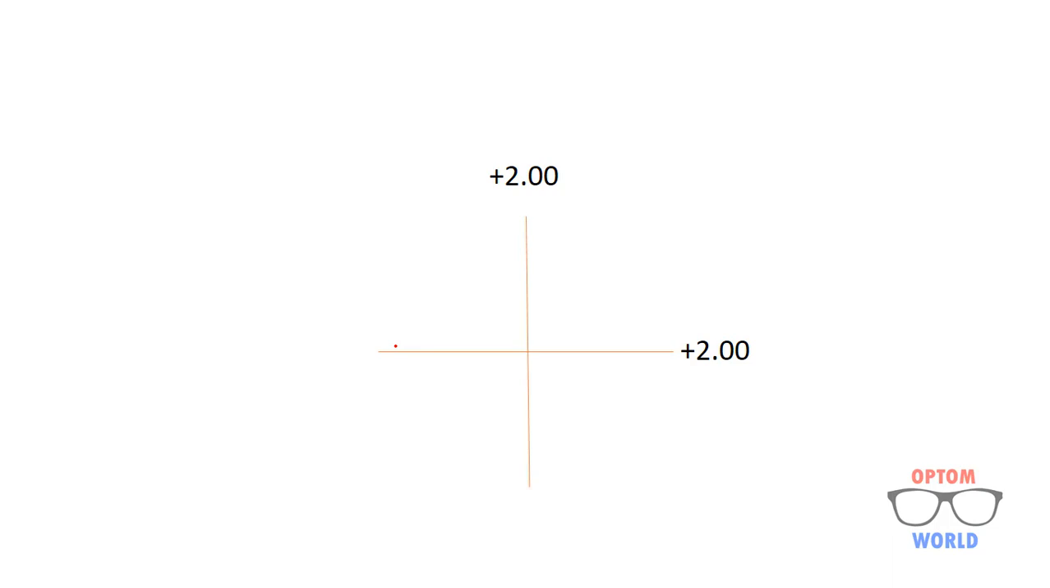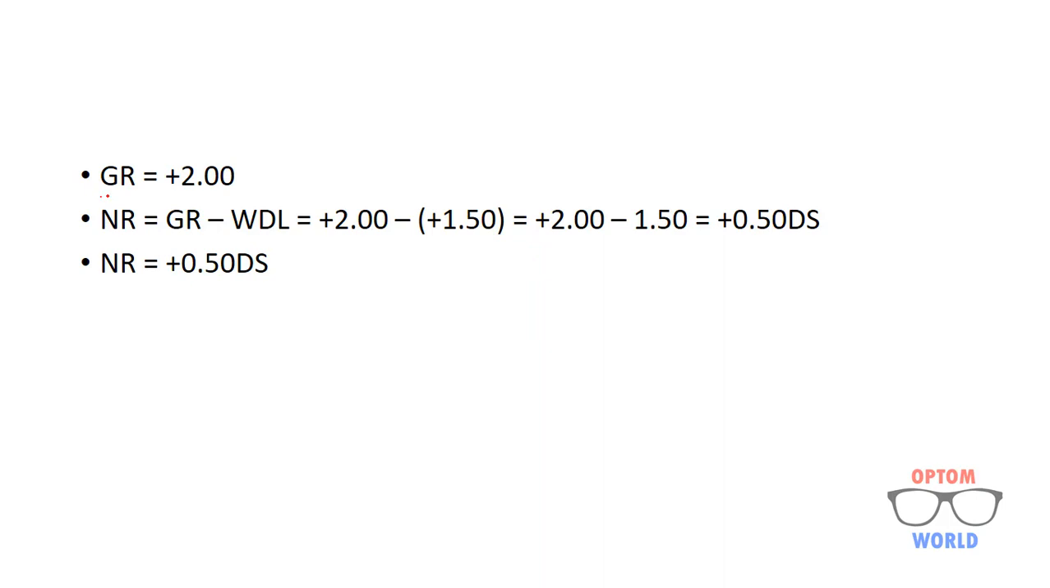Suppose we have performed a retinoscopy and both meridians are neutralized by a +2 lens, and we do not use the working distance lens in this case. So the +2 here will be our gross retinoscopic value. And let's suppose this retinoscopy was performed at 67 centimeter, so the working distance will be plus 1.50 in this case. And to calculate net retinoscopic value, we use the formula gross retinoscopy minus working distance lens.